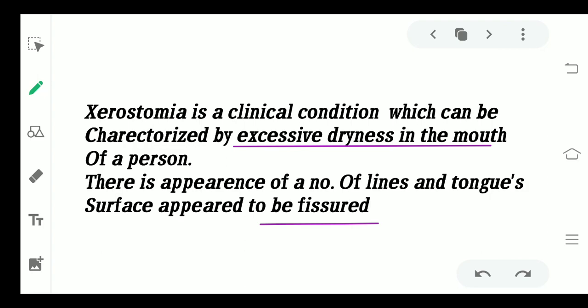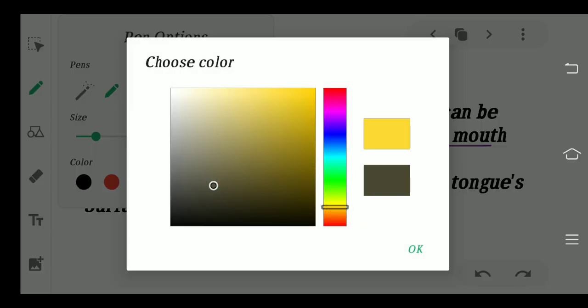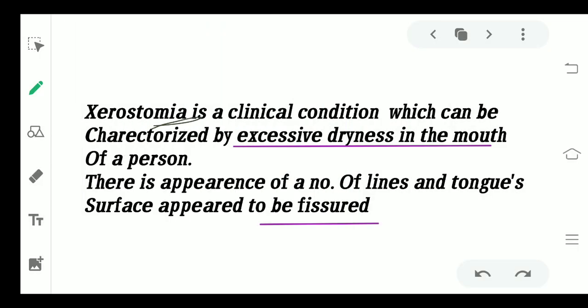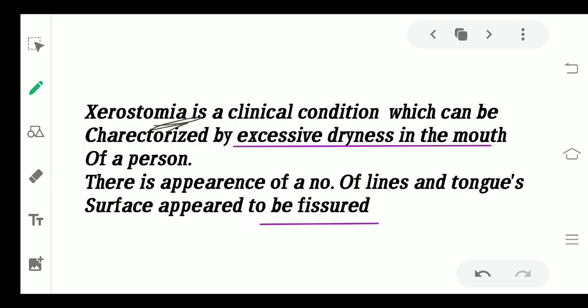Xerostomia is a clinical condition which is characterized by excessive dryness in a person's mouth. So if a person is suffering from xerostomia, there will be excessive dryness in that person's mouth. Another thing is that there will be a number of lines which can be seen on the tongue surface of the person. You will find that the tongue appears to be fissured.